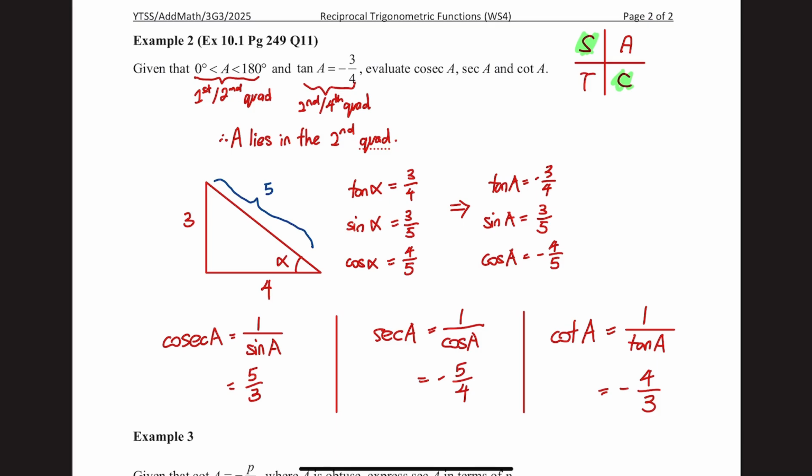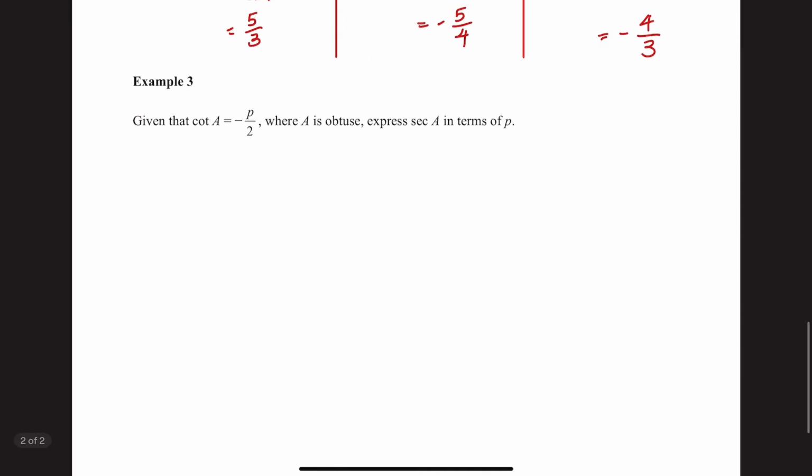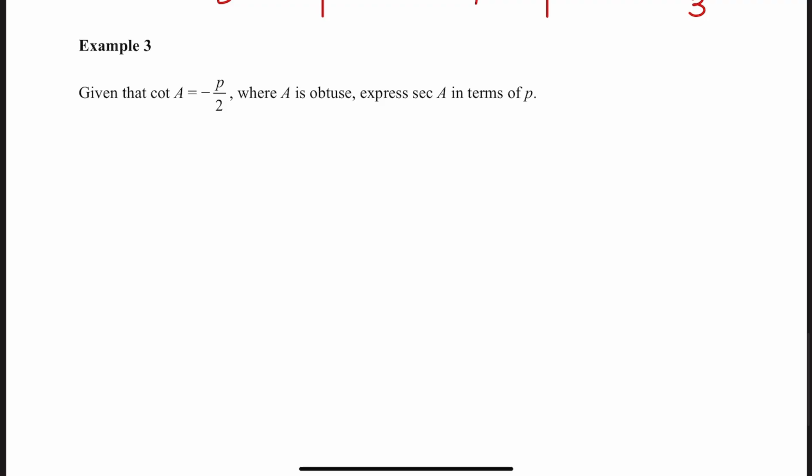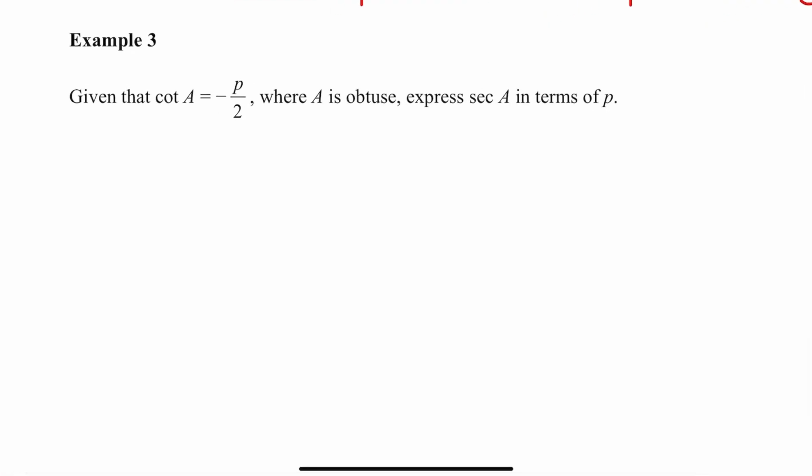Now let's look at the last example, example number 3. Given that cotangent A is equal to negative p over 2 where A is obtuse, express secant A in terms of p. So let's look at the information given by the question first. If cotangent A is negative p over 2, we convert it to the basic trigo ratios that we know. This means that tangent A is equal to negative 2 over p.